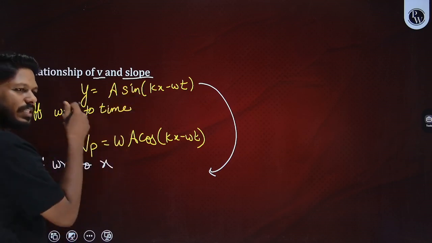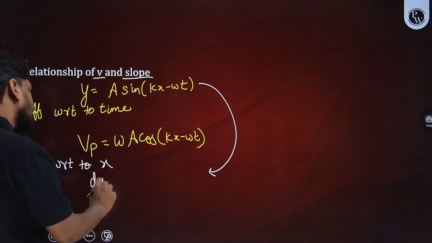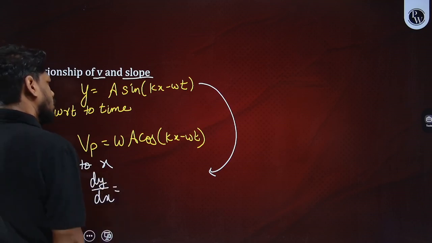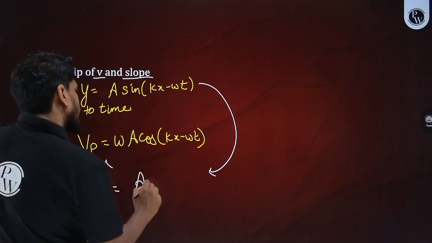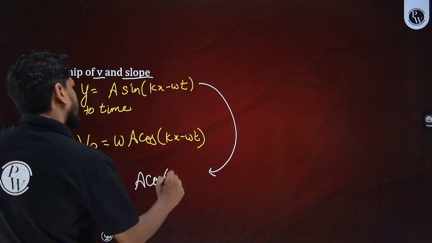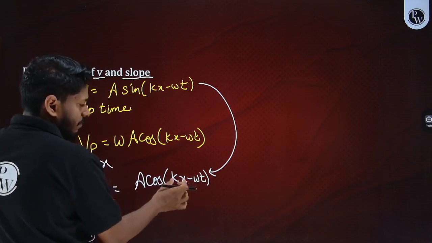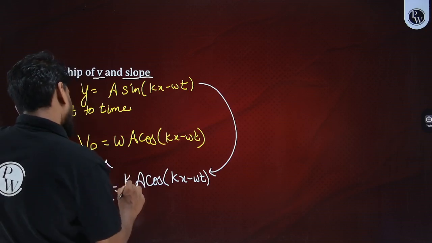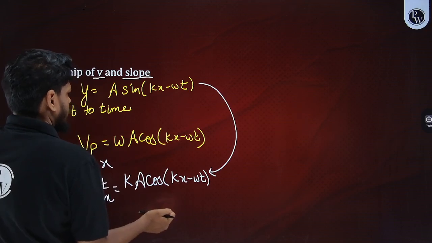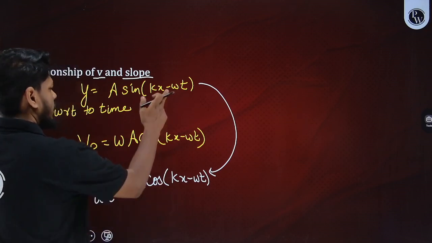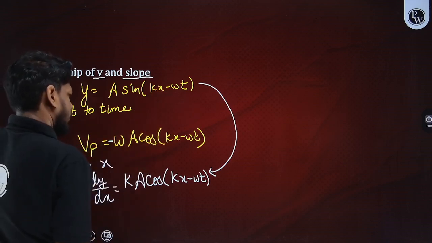And if I differentiate the same equation with respect to x, what will I get? dy by dx is equal to a sin omega t. Differentiation of sin omega t will be cos omega t, right? And if I differentiate this term with respect to x, I will be getting a k. Obviously, if I do this, there should be a negative, right? Negative will be over here.